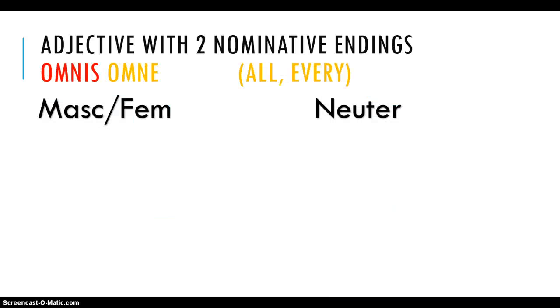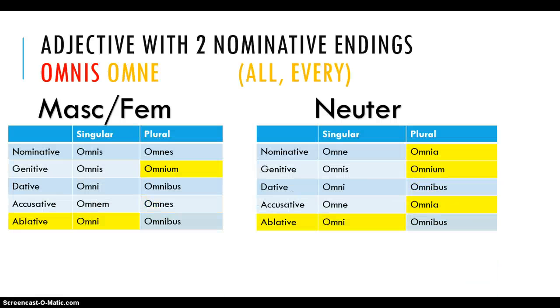Now, let's do omnis, omne. Okay. Omnis and omne is an adjective with two nominative endings. Omnis goes for the masculine and feminine, and omne is the nominative singular for the neuter. Now you can pause the screen so you can copy all of these. I'm going to keep going.